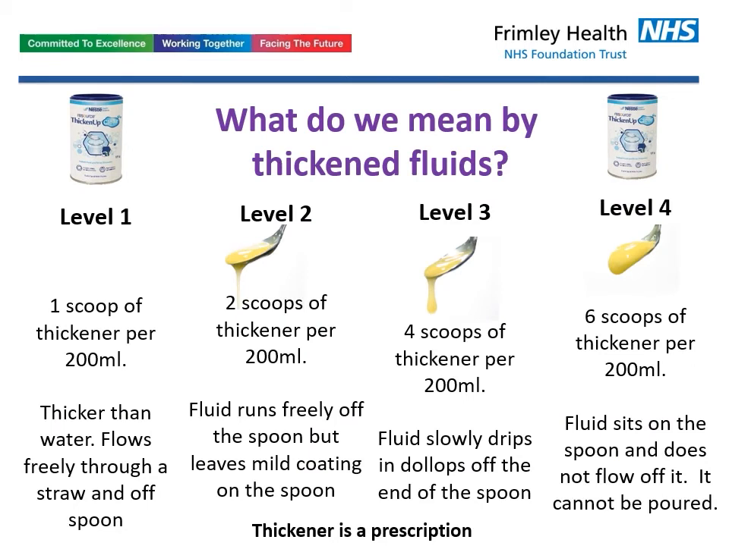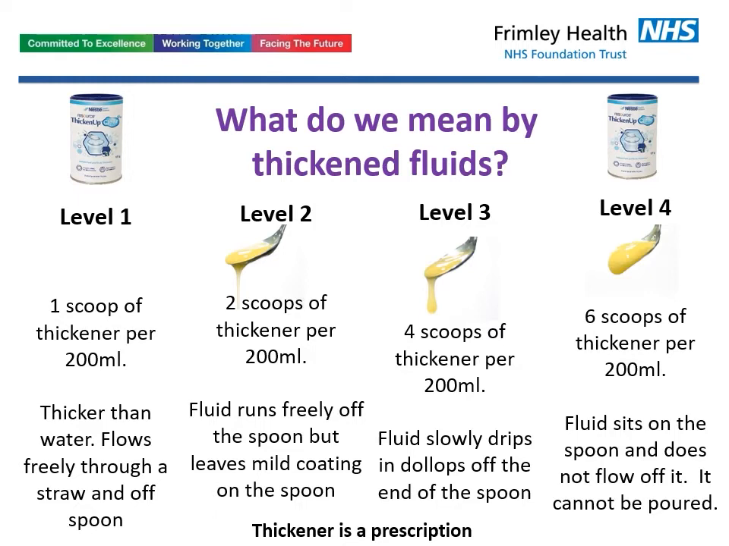And now I'm just going to take you through what we mean by thickened fluids. So there's 4 different levels. Level 1 is the thinnest consistency, so that's 1 scoop of thickener per 200 ml of fluid. And level 1 is thicker than water, but it should flow freely through a straw and run off a spoon.